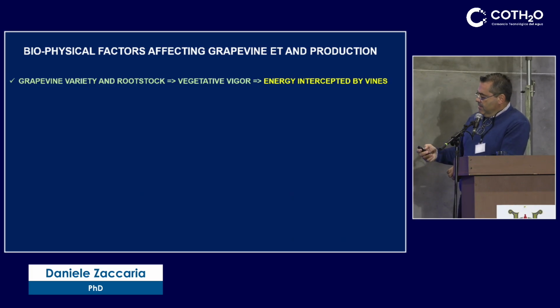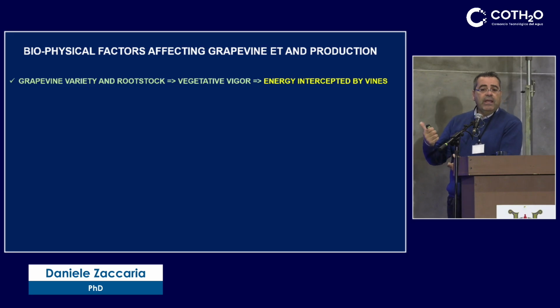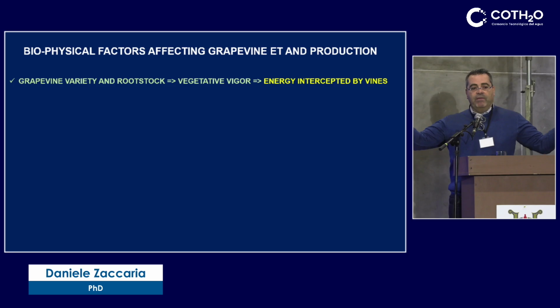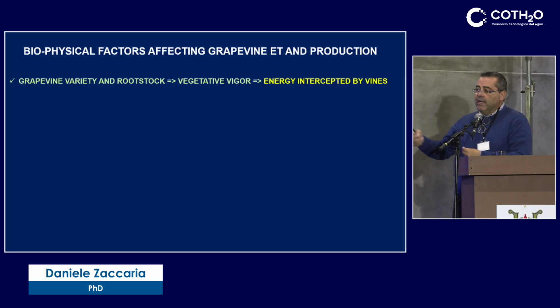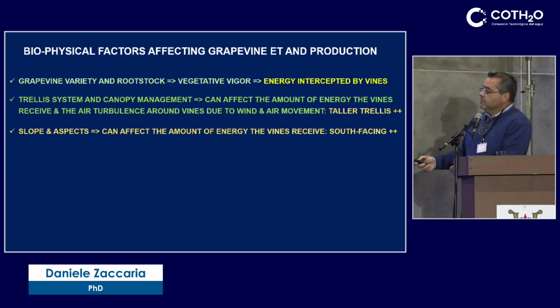You can see that ET and production are regulated by the rootstock and the vine variety, because they all have different vigor or tendency to develop vegetation, and this, of course, affects the amount of energy. So you have a big plant canopy that intercepts a lot of solar radiation and a lot of other sources of energy, okay? Then we've got the type of trellis system and canopy management. Again, this can affect the amount of energy.